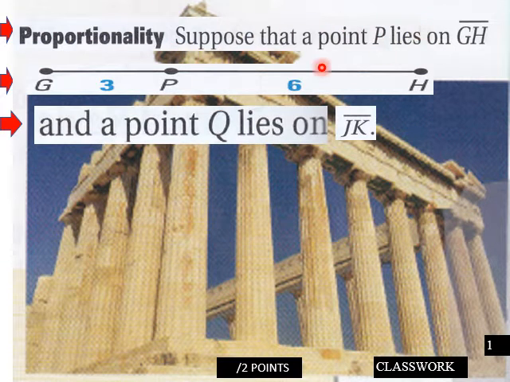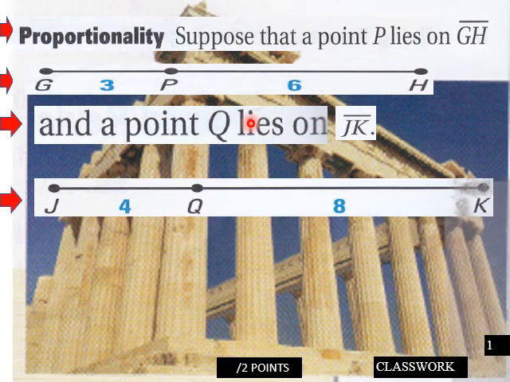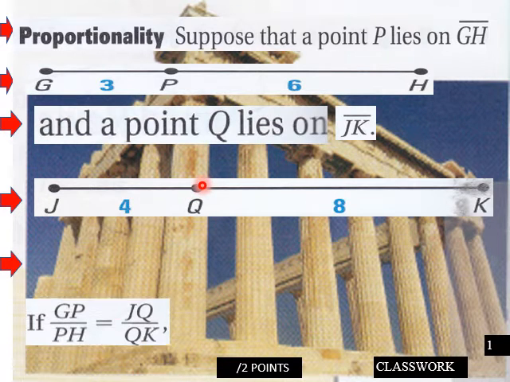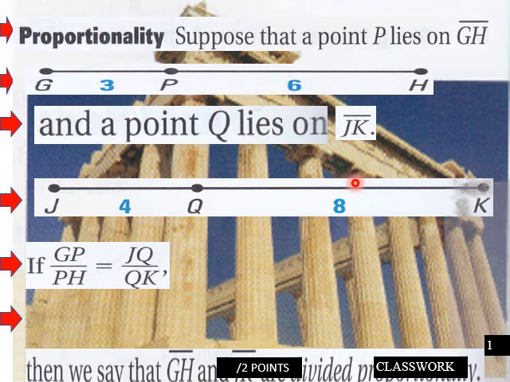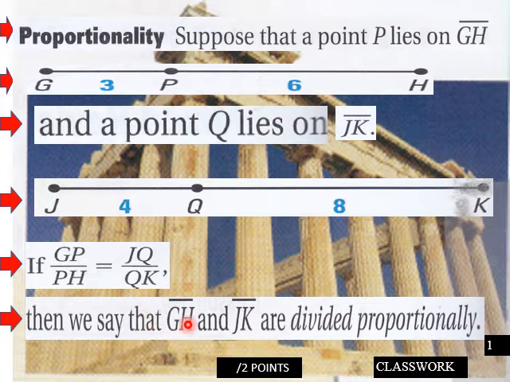Suppose that a point P lies on GH, and point Q lies on JK. If GP over PH equals JQ over QK, then we can say that lines GH and JK are divided proportionally. Yes?